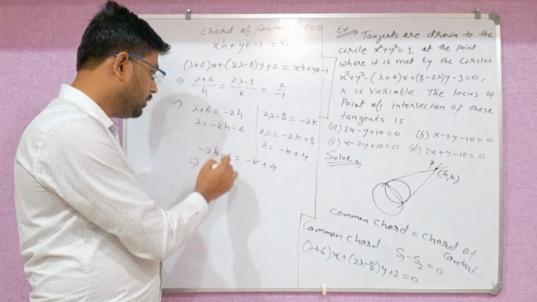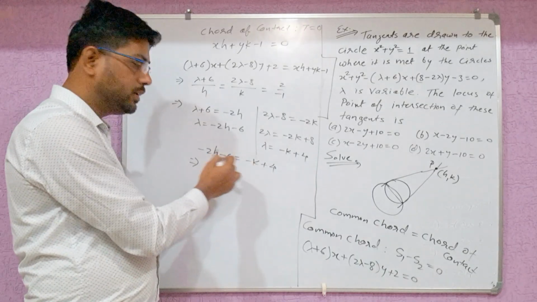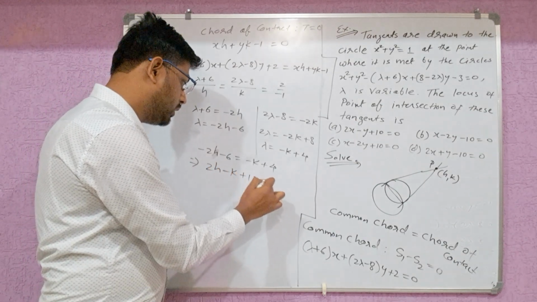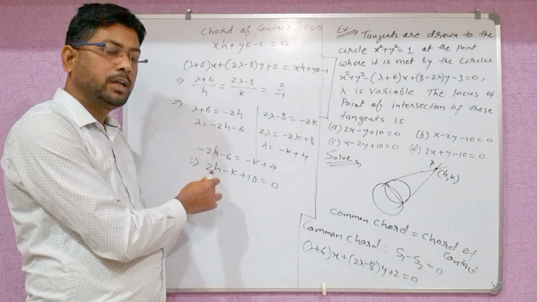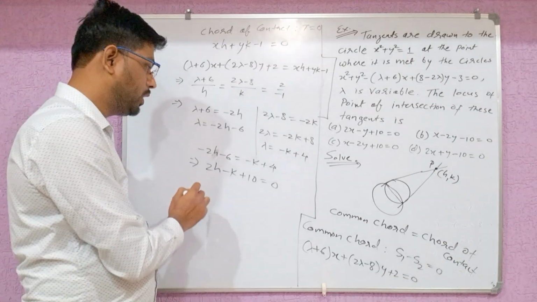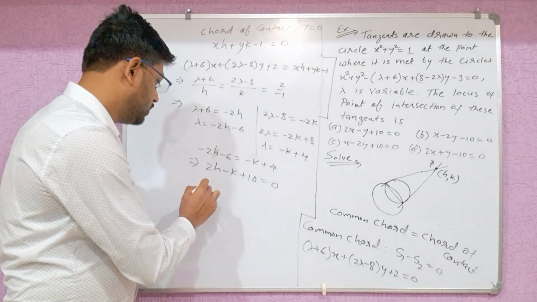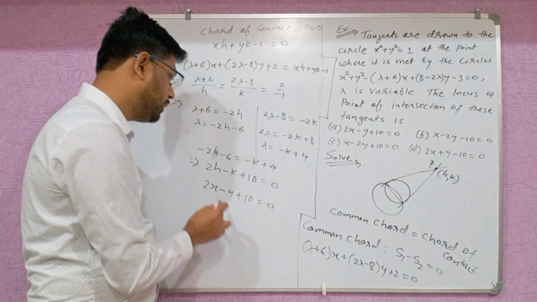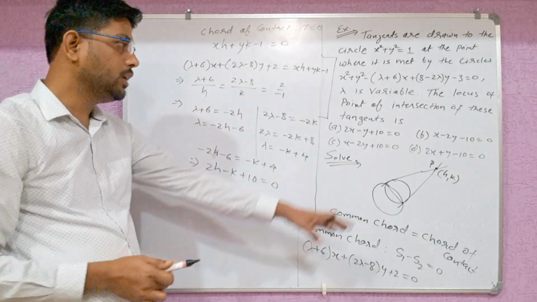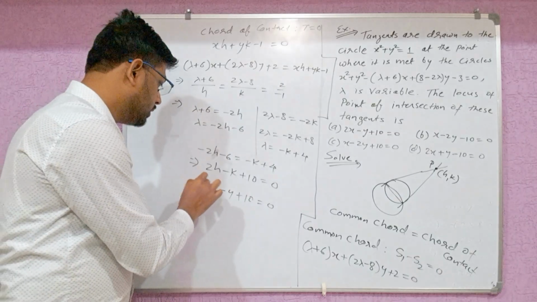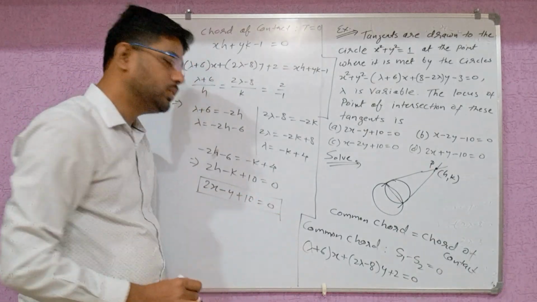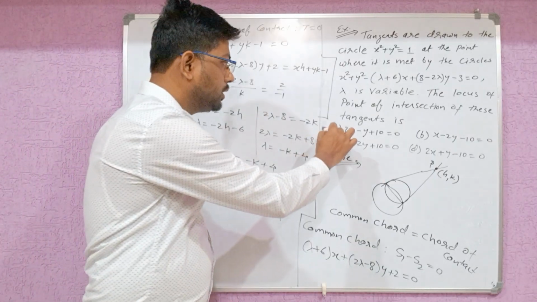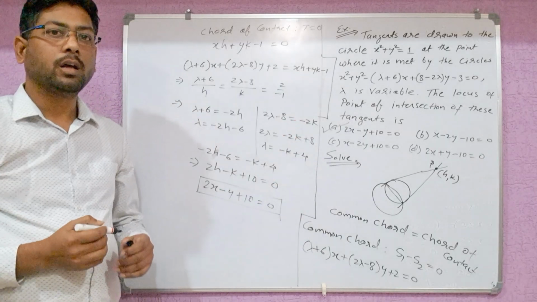Now by solving this I'll get 2h minus k plus 10 is equal to 0. Now in place of h and k I'll put x and y to get the locus. So this will be 2x minus y plus 10 is equal to 0. Because we have to find the locus of this point (h, k), that will be 2x minus y plus 10 is equal to 0, that was required. So which option is this? This is 2x minus y plus 10 is equal to 0. This is option A, so this is our required answer.